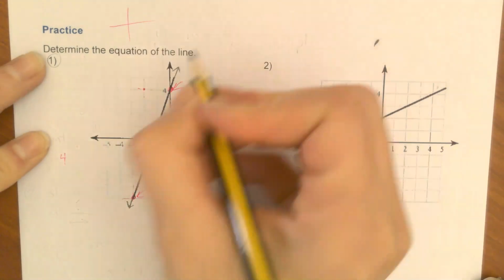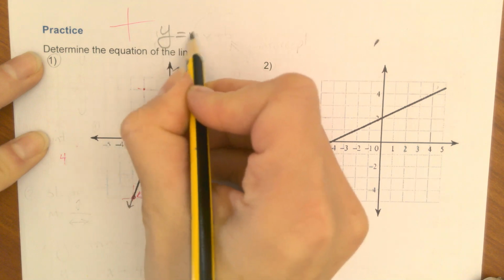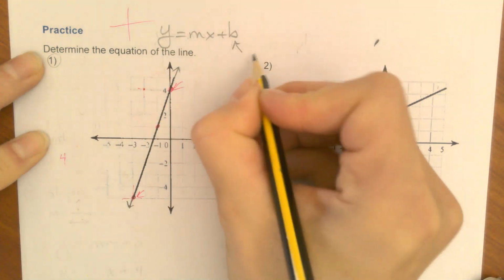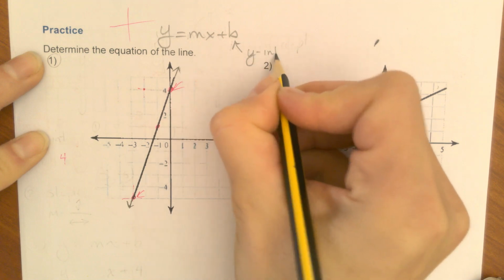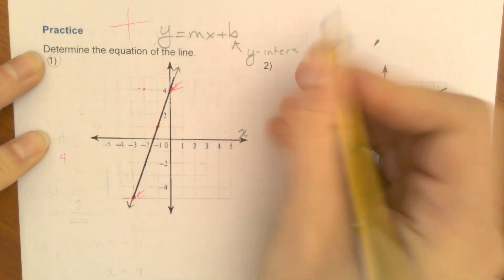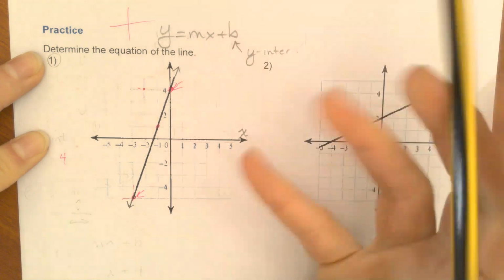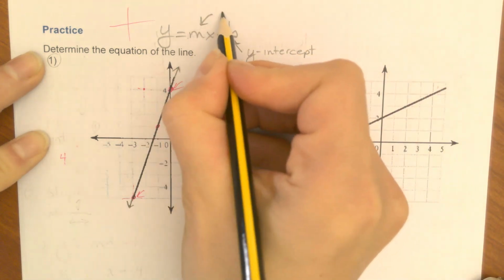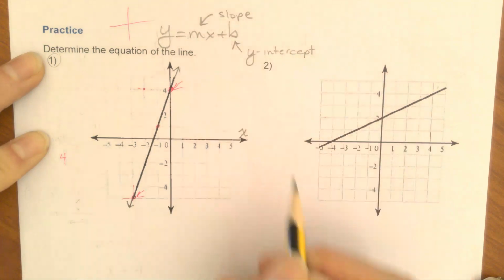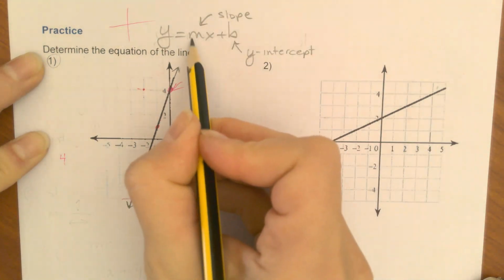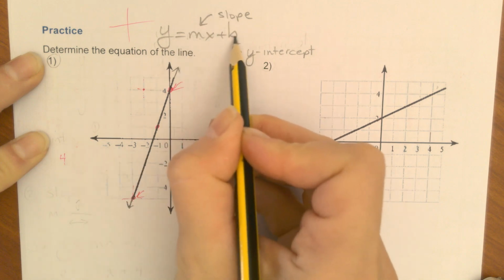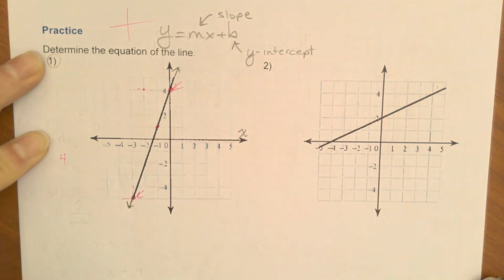So the equation of a line that we use is y equals mx plus b. B is the y-intercept, and m is the slope. Okay, and that means whatever number is next to the x, that's our slope, and whatever number does not have an x, that's the y-intercept.